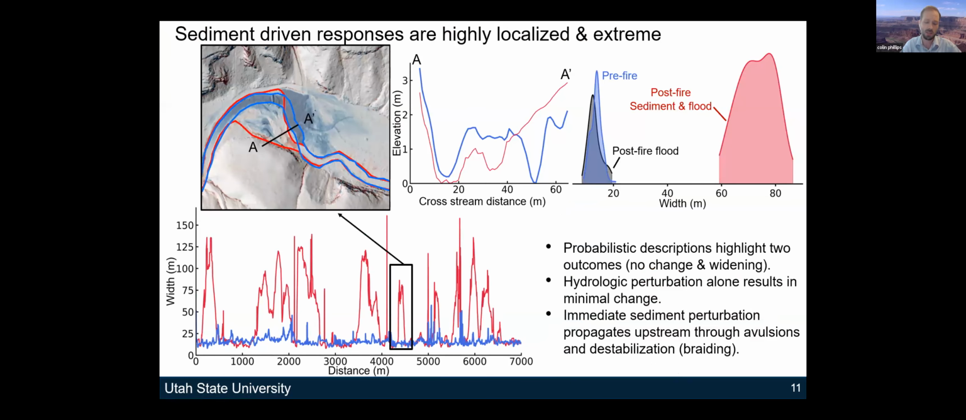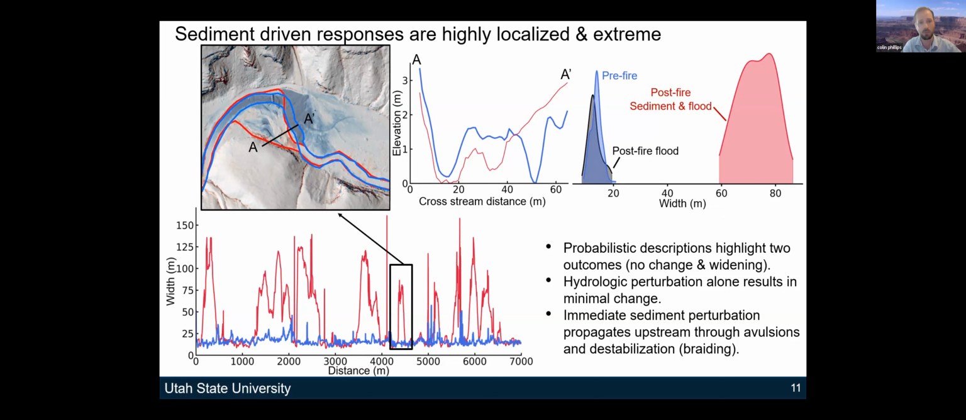In this case, right, we can look at a cross-section, and one of the interesting things is that we see no change in some spots. So if you look in the upper right, you'll see this little PDF in black and PDF in blue, and it shows that pre-fire and post-fire are the same in spots where you don't get sediment. But when you do have sediment come in, you get this large shift and the river quadrupled in size. And in this case, one of the interesting things we saw is that the perturbation propagates upstream for the sediment, whereas for the flood hazard, the perturbation propagates downstream.